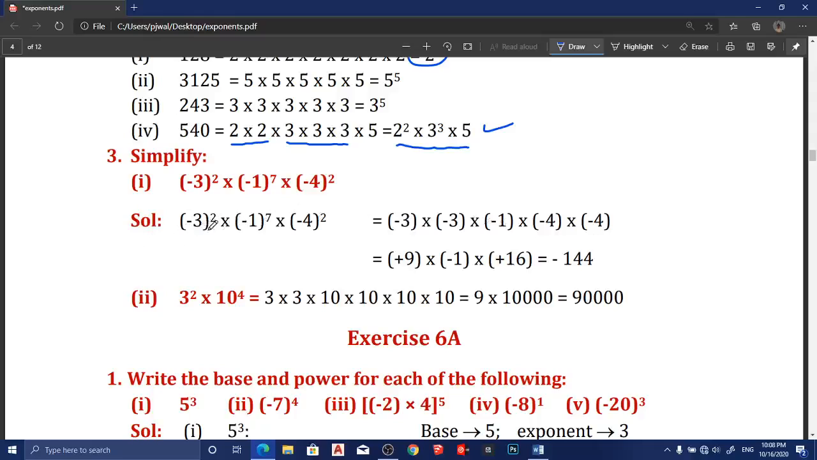So minus 3 whole square, or minus 3 to the power of 2, what is the meaning of this? You have to multiply minus 3 two times. This is minus 3 into minus 3.